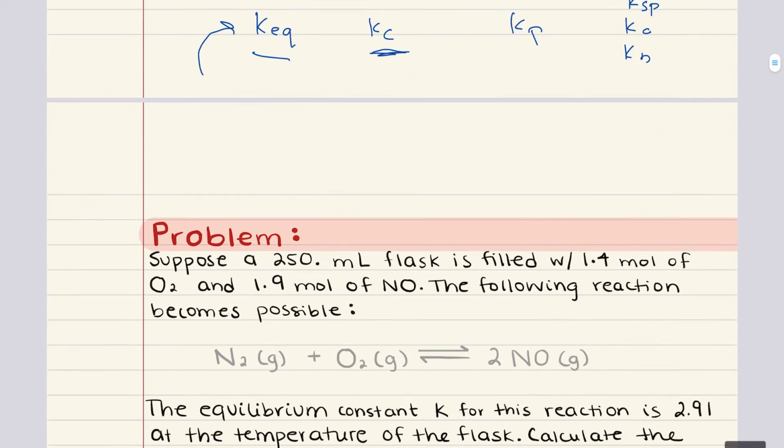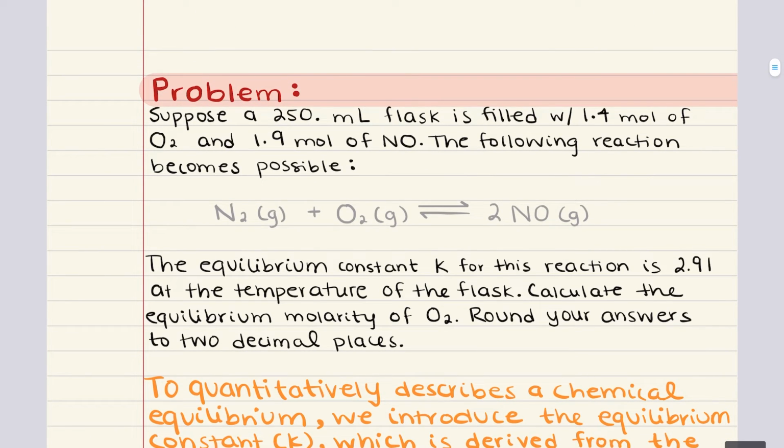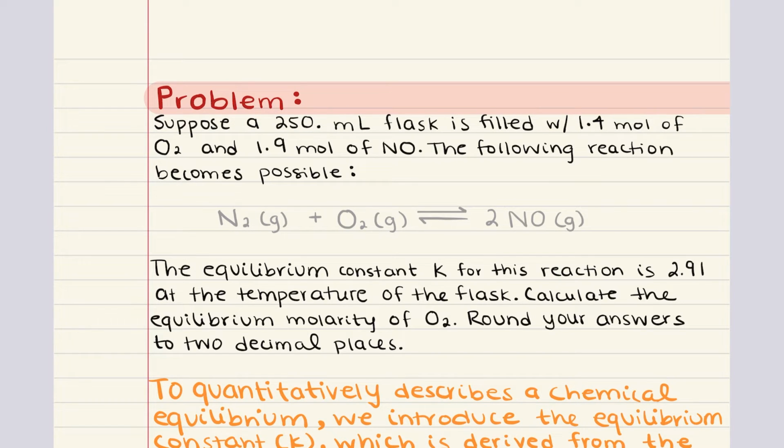Now, another thing that's important for us to learn is how to calculate equilibrium concentrations. And this is best taught using a guided example problem, so that's exactly what we're going to do. Let's go ahead and read this problem. This problem states, suppose a 250 milliliter flask is filled with 1.4 moles of oxygen gas and 1.9 moles of nitrogen monoxide.